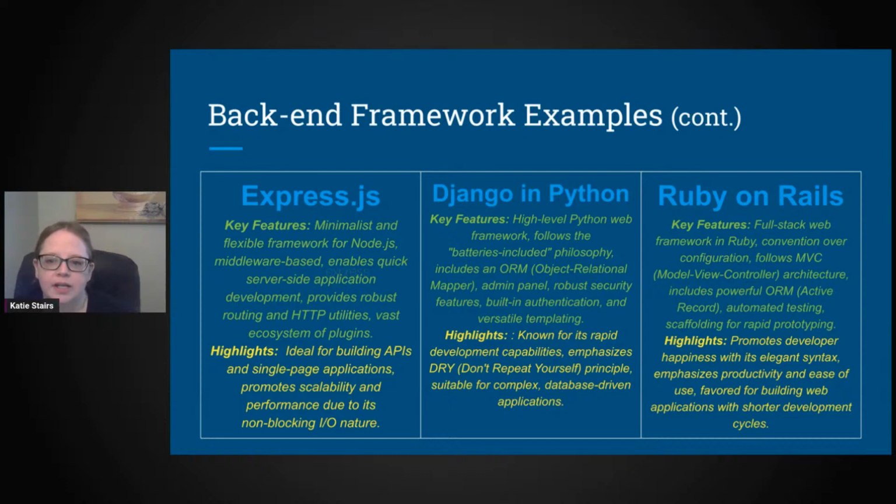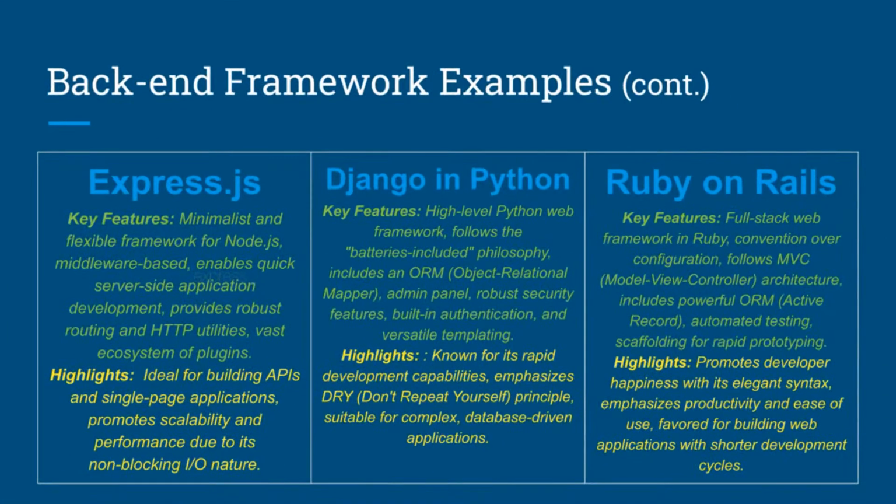Django and Python, key features: a high-level Python web framework, it follows the batteries-included philosophy, includes an ORM, which is an object relational mapper, admin panel, robust security features, built-in authentication, and versatile templating. Known for its rapid development capabilities, it emphasizes the DRY, don't repeat yourself, principle, and is suitable for complex database-driven applications.